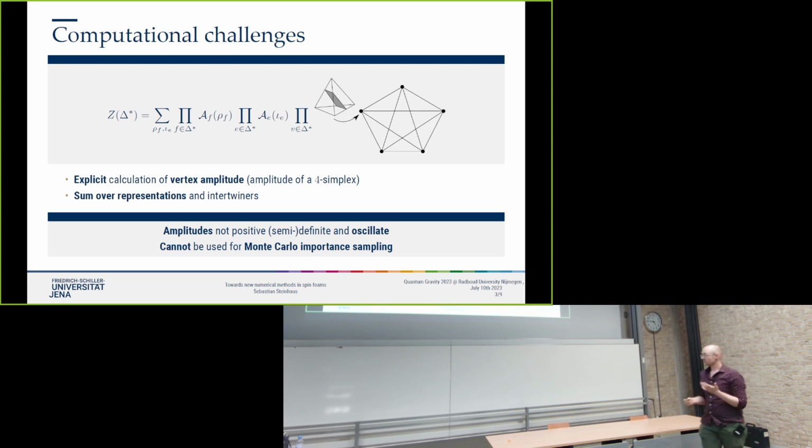That's one obstacle, and the other one is the sum here at the front, namely the sum over irreducible representations and intertwiners, where the representations tell you the size of the areas of your triangles. So you can imagine if you have a large triangulation, you have many triangles, you will have many, many variables to sum over, which is numerically difficult, and it screams for Monte Carlo methods, because that's one of the best ways we have to deal with many, many variables. However, our amplitudes are not positive semi-definite, and they oscillate. So you cannot straightforwardly apply Monte Carlo importance sampling by interpreting this partition function as your probability distribution.